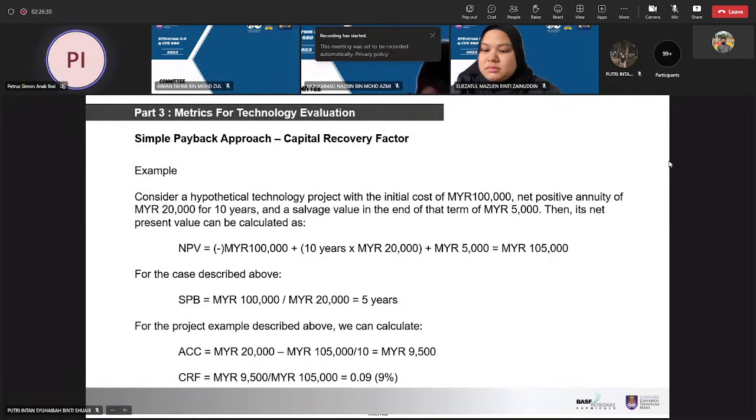Considering the same example just now, we can say that our ACC is 9,000. Then from this figure, we can say our CRF value will be 9%, which is lower than 12%. So in this case, it is viable, I would say, according to the Electric Power Research Institute. Next.